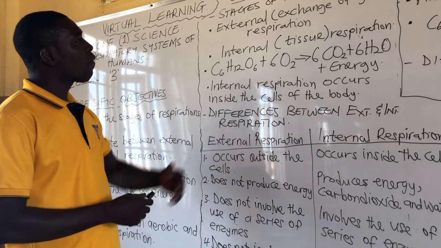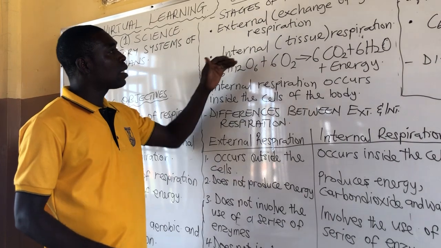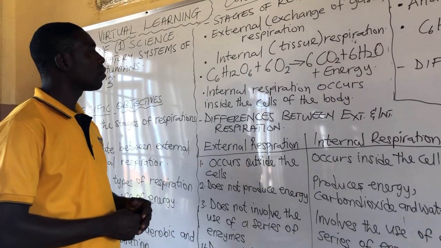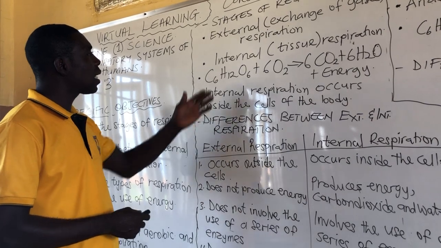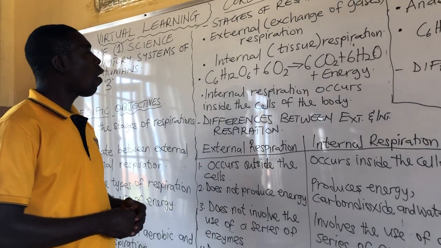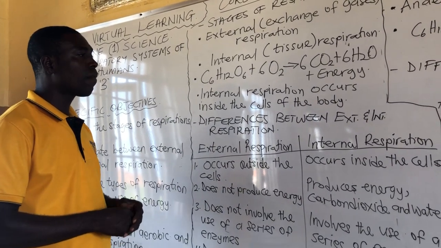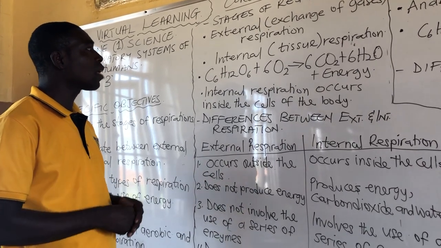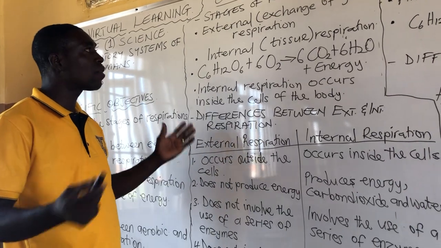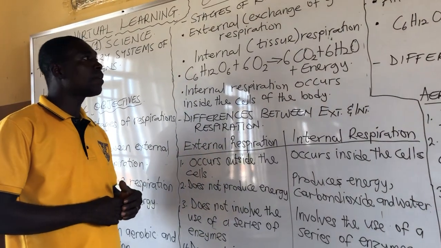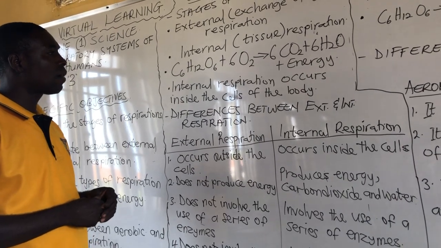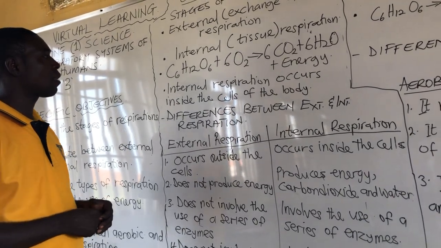Now we also have the internal respiration or tissue respiration. The internal respiration occurs inside the cells of the body of living organisms. So whilst the external occurs outside of the living organisms, the internal occurs inside the cells of the body of living organisms.